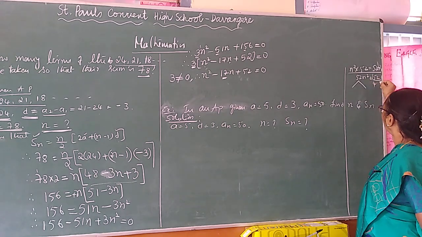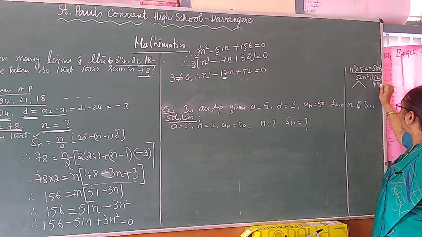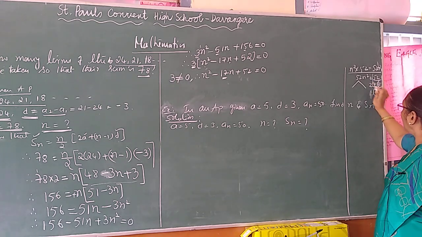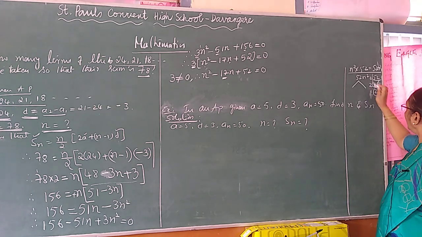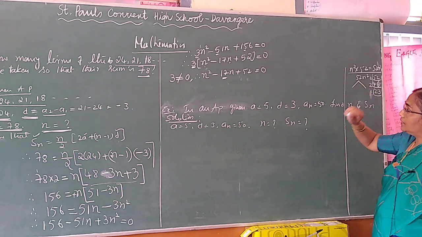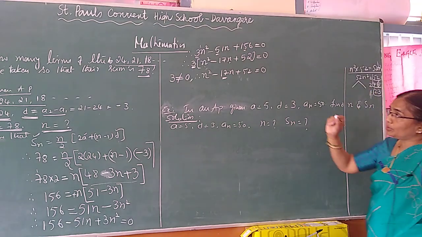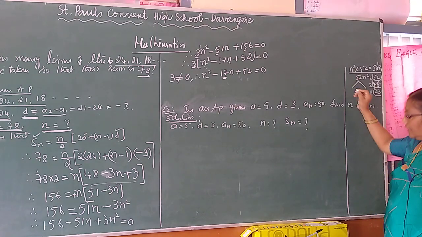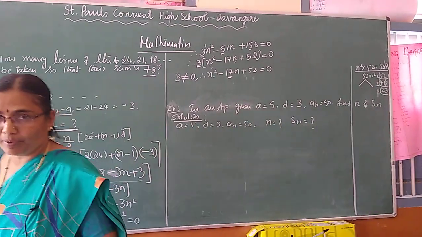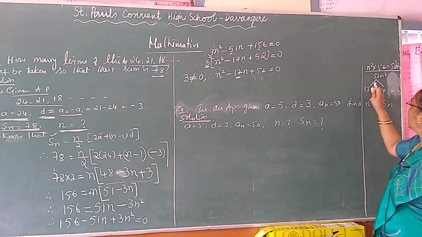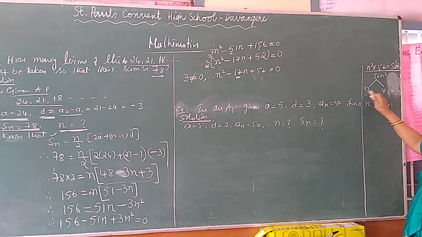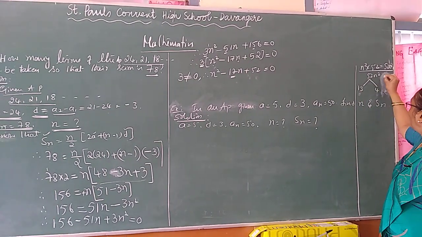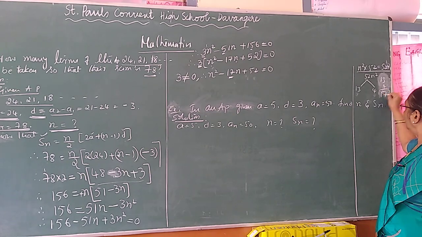So, let's find the factors of 52. 2 2s are 4, 2 6s are, then 2 3s are. But we want the sum to be 17 and the product to be 52. Which will we get? Okay children, we have the factors of 52 as 13 and 4. 13 4s are 52, and 13 plus 4 will get 17. So this is our factor.